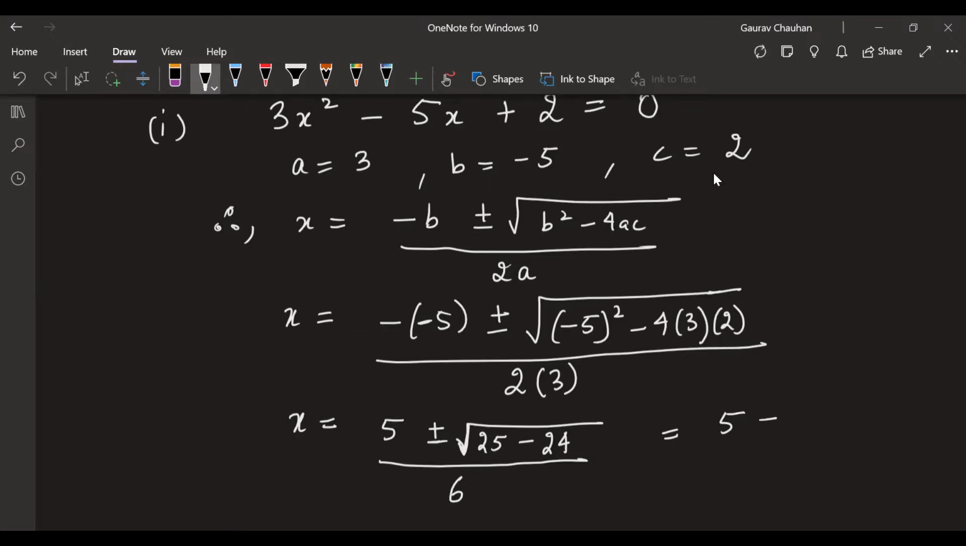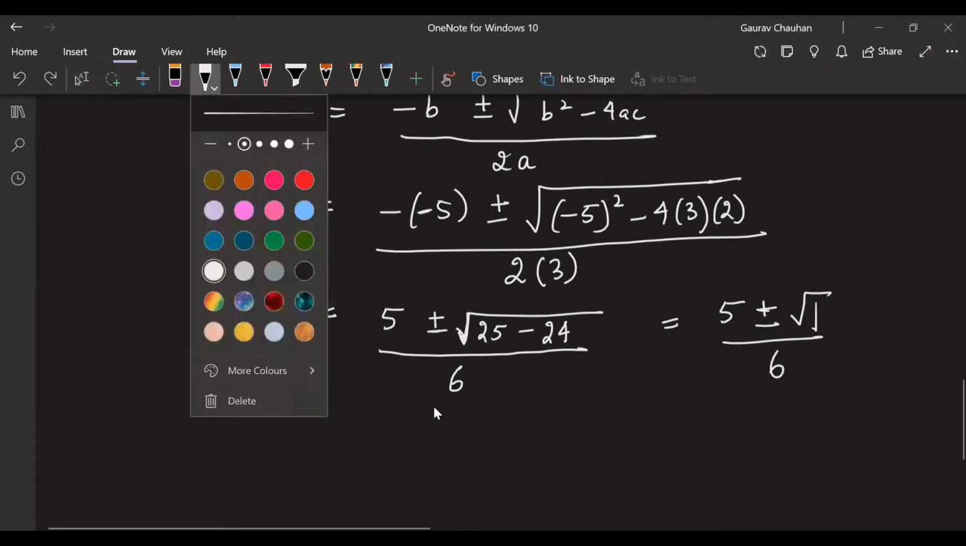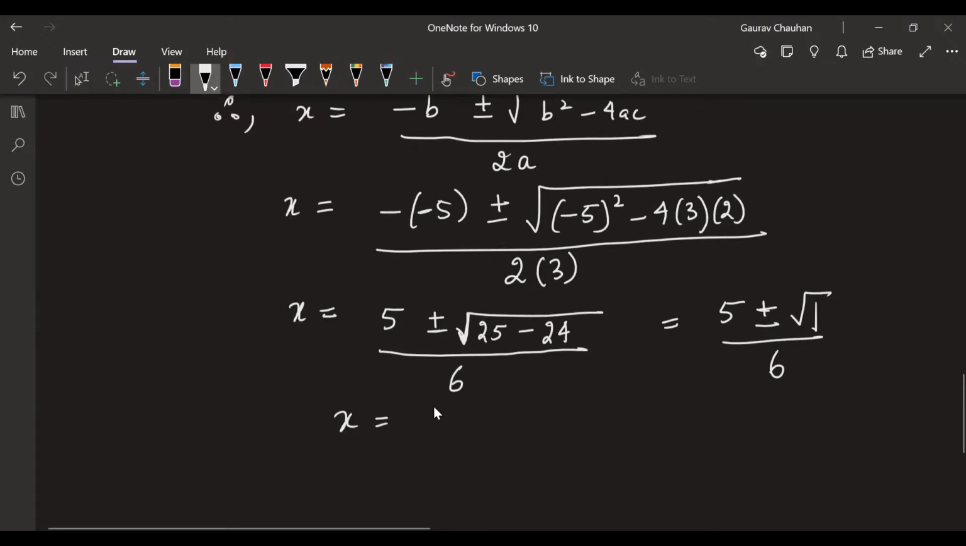That gives me 5 plus minus root over 1 by 6. Basically, root over 1 is how much? Can Bindu tell me? Square root of 1 is how much? No, Bindu, don't tell me. Shripriya, can you tell me? 1, sir. 1 only. Okay. So 5 plus minus 1 by 6.